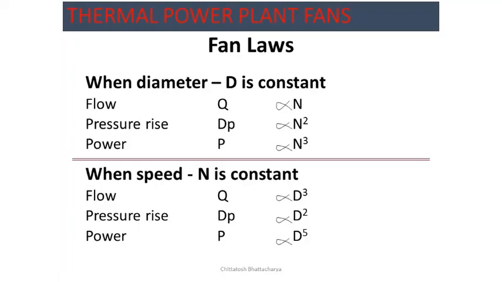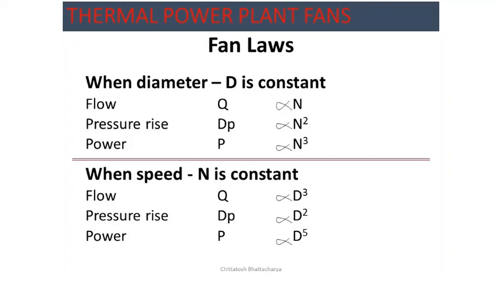Let us now try to understand the governing principles of fan performance and basic fan laws. When the diameter of the impeller is constant, then flow quantity is proportional to RPM at which the fan is run, and differential pressure between the inlet and outlet is proportional to RPM square. That means differential pressure developed across the fan, and power consumption to run the fan or horsepower, is proportional to RPM cube.